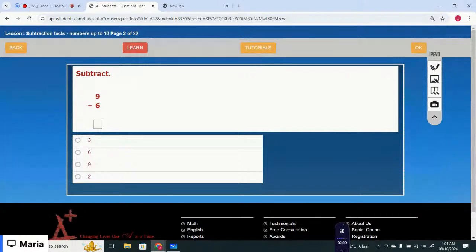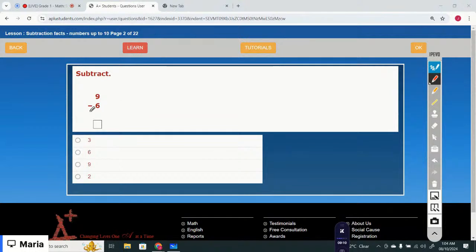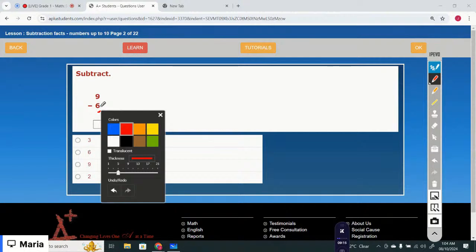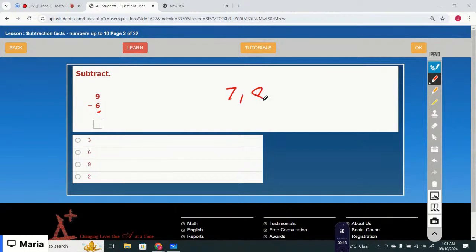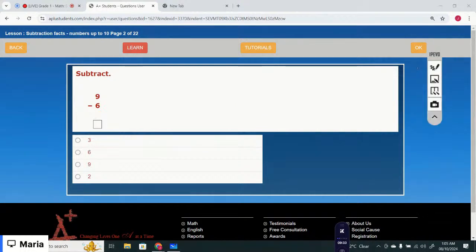Okay, the next one is 9 take away 6. So which is the correct option? Another way to subtract is count up. Start with the smaller number, count up till the greater one. So start with 6 and count up till 9. 7, 8 and 9. So how many numbers do we have from 6 until 9? From 6 until 9 we have 3 numbers. So 9 take away 6 is 3. Option number 1 is the correct option. 9 take away 6 is 3.